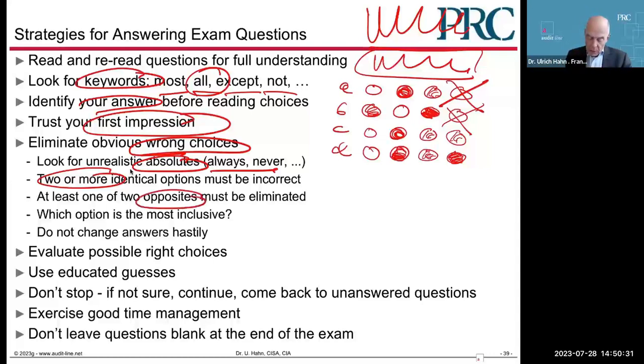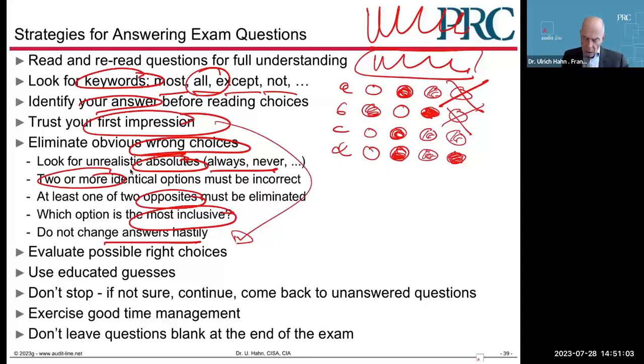If you have opposites, choose the most inclusive, the most general answer for something, because as an auditor, as I said, you need to be flexible. You have to have a general approach, and after this, you look into the detail. Also, don't change answers hastily. That's risky, because you had your first impression, and that's often good. Not always correct, but often good. If you change it, very often you have started to think, and then you make errors.